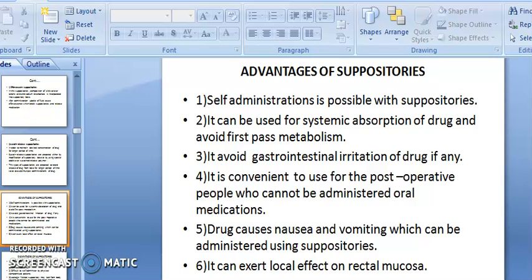Suppose your drug has the problem of nausea and vomiting. You formulate such types of drug in a suppository formulation, and that can overcome the nausea and vomiting problem, because you are using the rectal route rather than the oral cavity. It can exert a local effect on the rectal mucosa. It has the property to show a local effect on your rectal mucosa because the available surface area of your rectal mucosa will be covered by your suppositories.